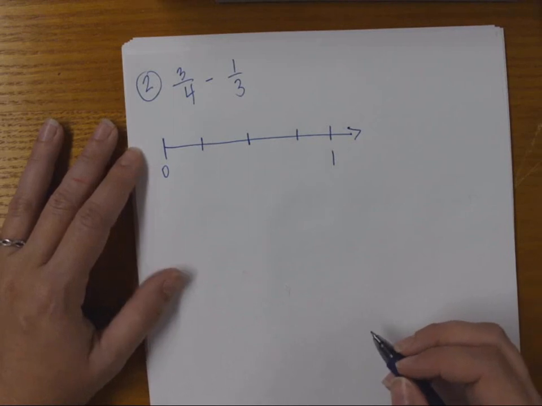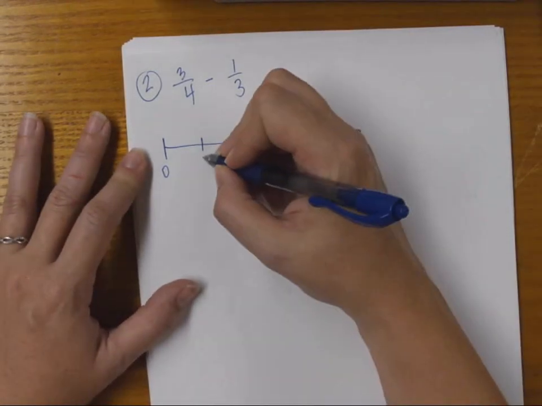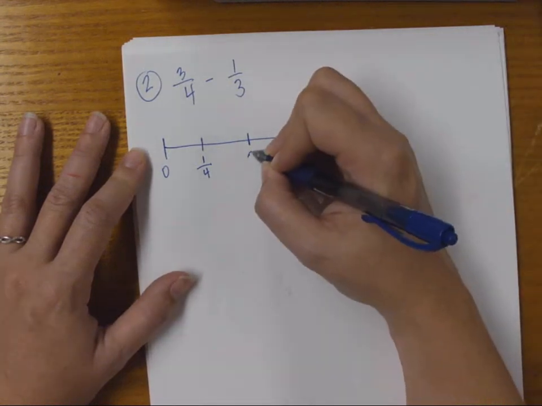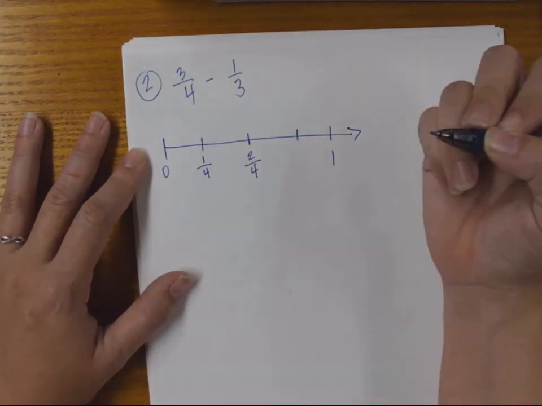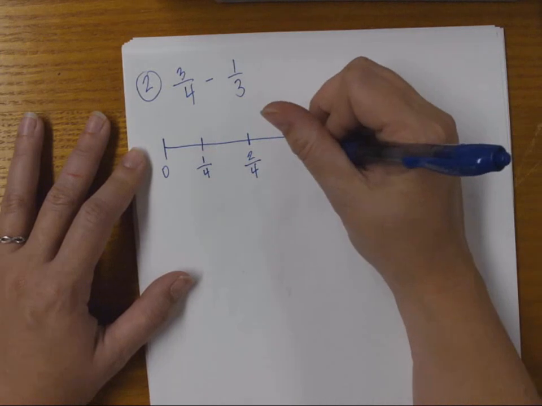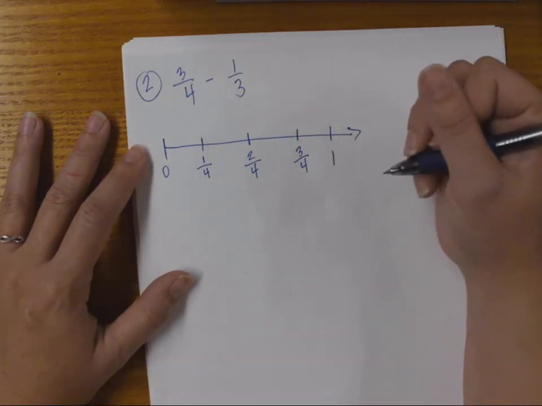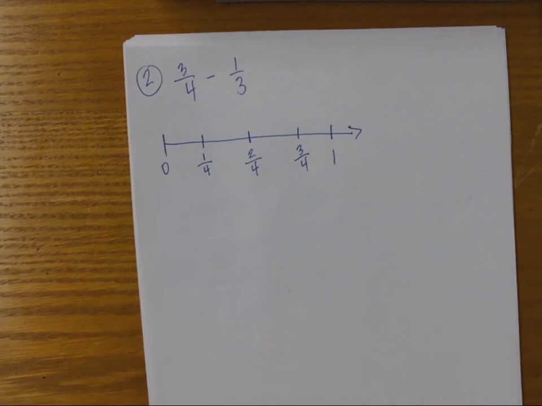So let's name these parts. If I split it into four parts, the first one would be 1 part out of 4 parts make a whole. The second one would be 2 parts out of 4 parts make a whole, or you could write it as 1/2. The third one would be 3 parts out of 4 parts make a whole, and the last one would be 4 out of 4 parts. Okay, so I split it into fourths.